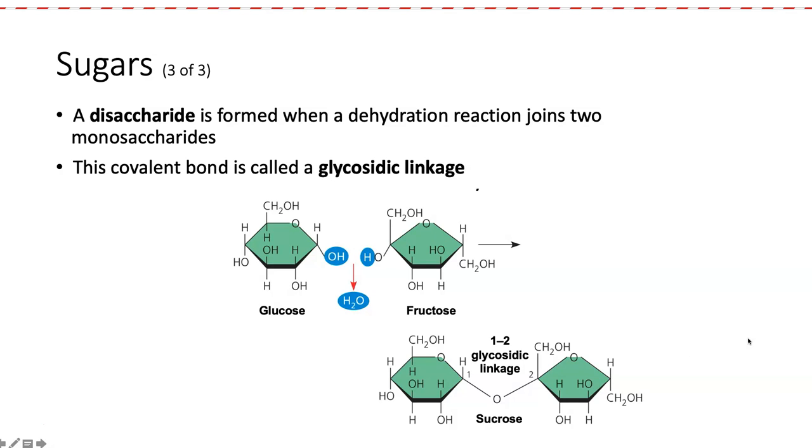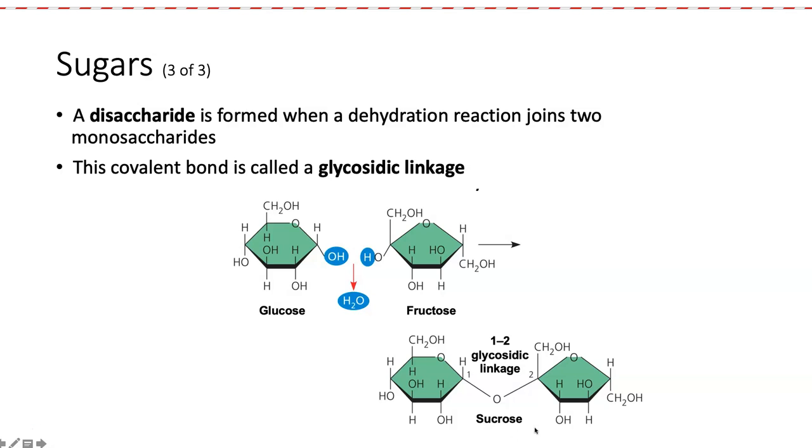Now we form disaccharides, di means two, when you've got a dehydration reaction and it joins two monosaccharides. So here we are, dehydration reaction, and this is glucose and this is fructose, dehydration reaction right there, and our water is released, and we have a link, a covalent bond link between two monosaccharides. And now we call this molecule sucrose.